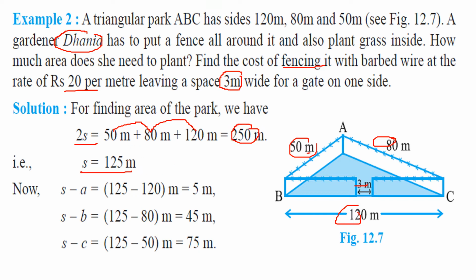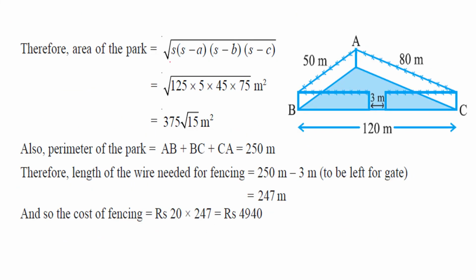So now S minus A, S minus B, S minus C, and this is S. You get this: S minus A, S minus B, S minus C. Now put it inside this one: S times S minus A, S minus B, S minus C, and the root. You get this much as the area.